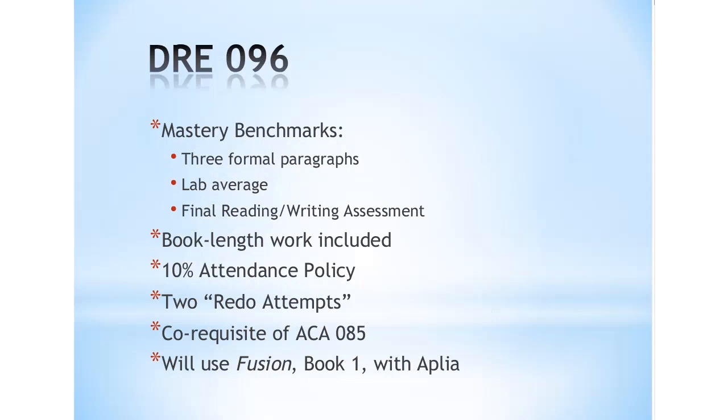We will use a book length work. Now with 096, we've contemplated whether we're just going to use selections of essays or whether we're going to use a book length work, and that may, honestly, change semester to semester if we have a certain author coming to campus, or if we have a learning community around a certain theme. Sometimes we'll have environmentally themed courses and workshops and things like that being offered, so we might find a book that pertains to that. So that work will change, but we do intend to use the book length work. We'll have the 10% attendance policy. We'll allow 2 redo attempts, and that course has a co-requisite of ACA 085.